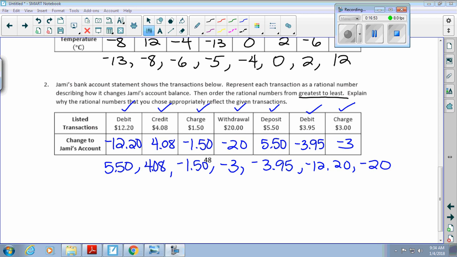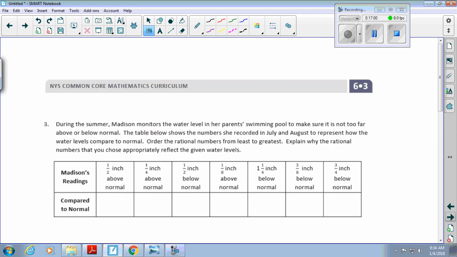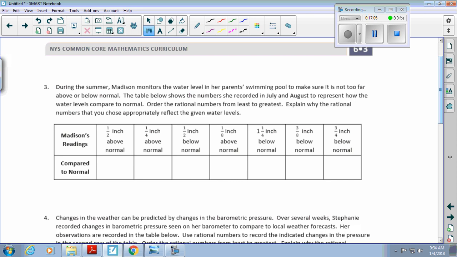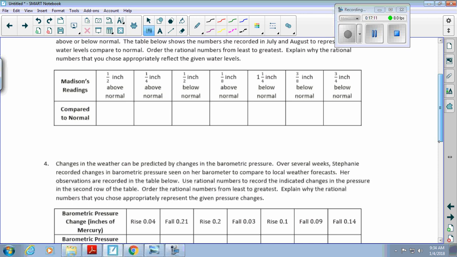Okay, so this is the answer. You're welcome, YouTube. Okay, we're going to move on to the next question. So we have question 3, and it's talking about a swimming pool and how it fluctuates in its depth. So Madison has all these readings here. You'll notice those are all written as fractions, right? To compare fractions, before we can even consider putting them in order from least to greatest, what do we need to do with those fractions?